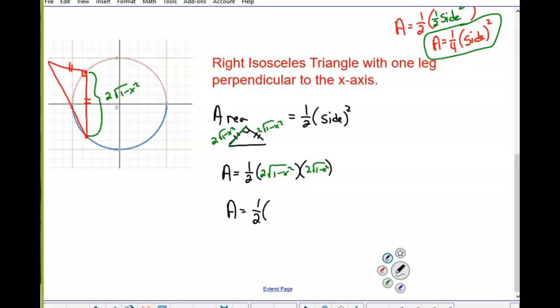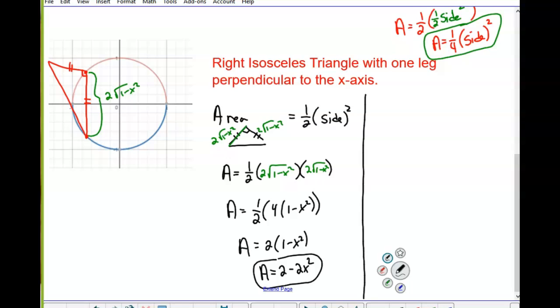So if I was to FOIL this or square it, I would get 2 times 2, which is 4. And I get the square root times the square root, which gets rid of the square root. And then half of 4 is 2. And you could stop there, you could distribute the 2 if you want. But here's my area expression for that triangle. And then the volume is just the area evaluated from -1 to 1.